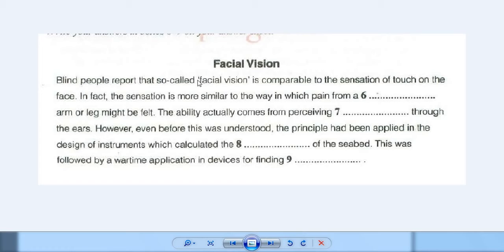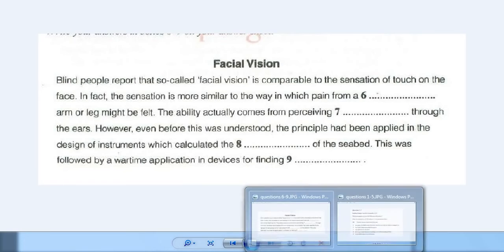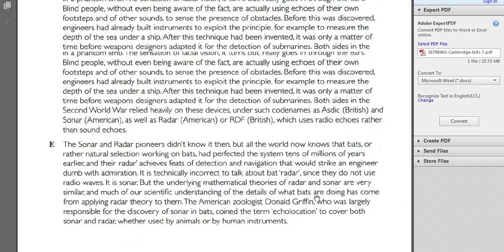And I need to look at all these words, key words, to help me know where to find the answer. So I'm looking at, I remember this word, facial vision. I remember seeing the word pain. And I think I remember seeing the word arm. So what do I do? I go straight to that paragraph and then I start reading.